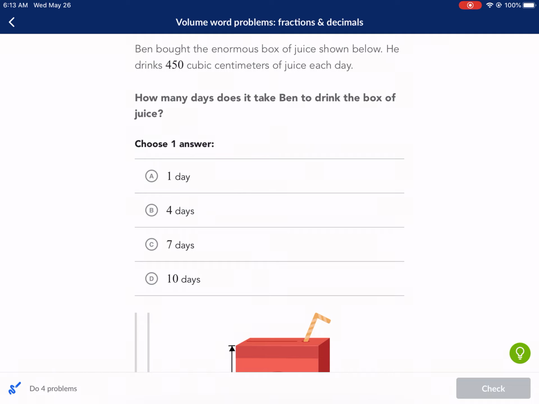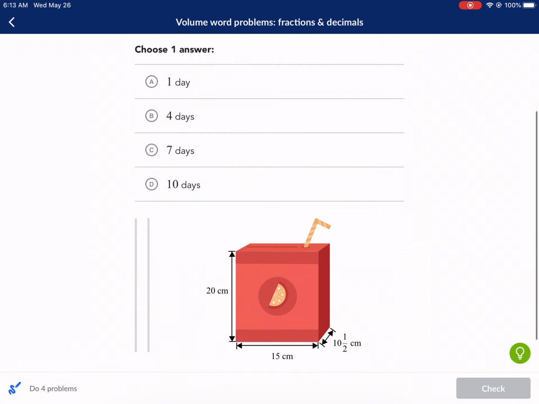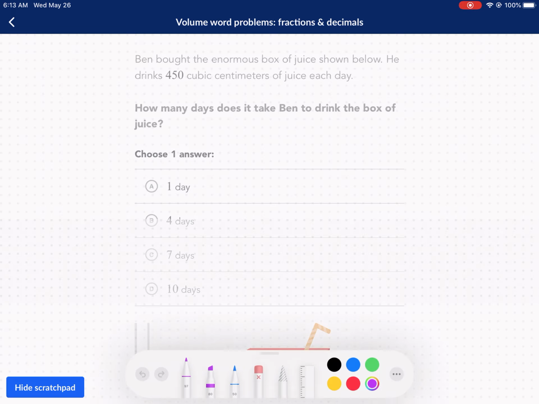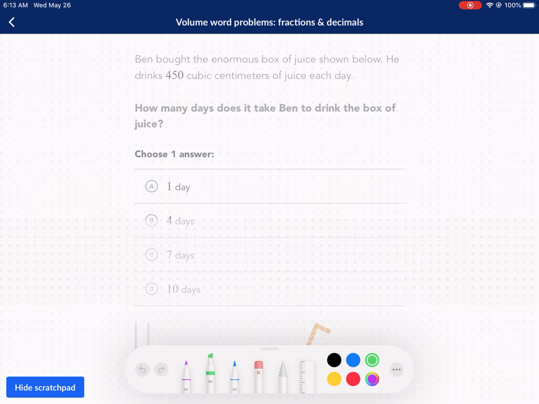Ben bought the enormous box of juice shown below, right here. He drinks 450 cubic centimeters of juice each day. Odd that he knows it that specifically, but let's go ahead and roll with it. So we have 450 cubic centimeters of juice each day. Now, if it's saying cubic centimeters, that means this is referring to a volume. So we know that is the volume of what he drinks.